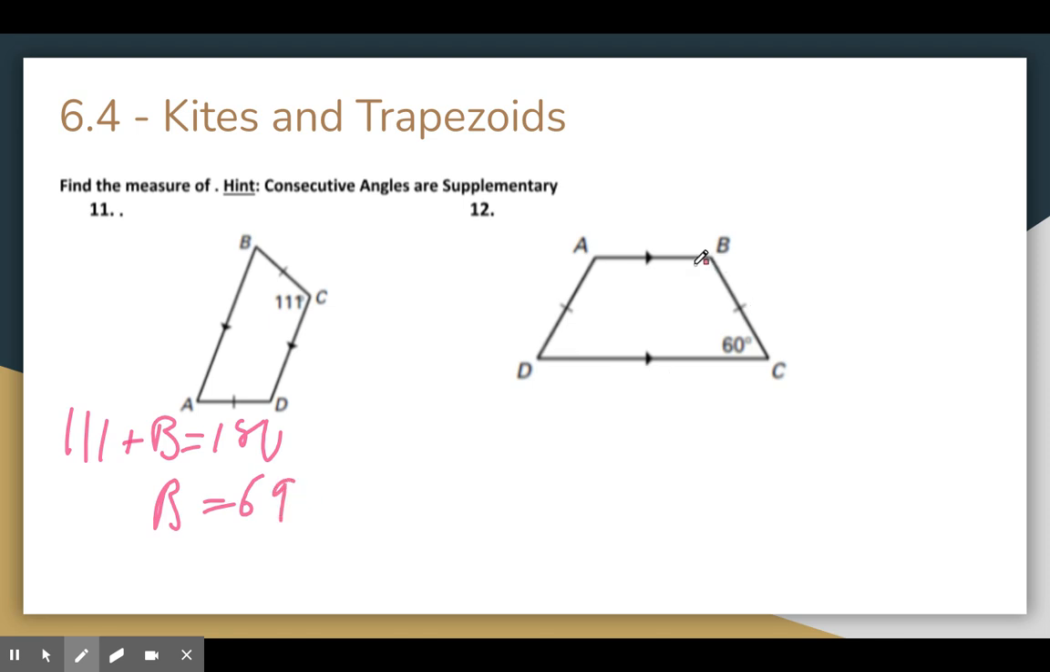And if we find out here, we're finding angle B again, all right? B and C are not congruent, they're supplementary, they add up to 180. So 60 plus B again adds up to 180, and we subtract that and we find that B is equal to 120.